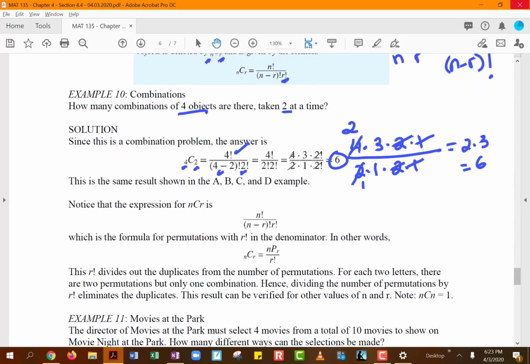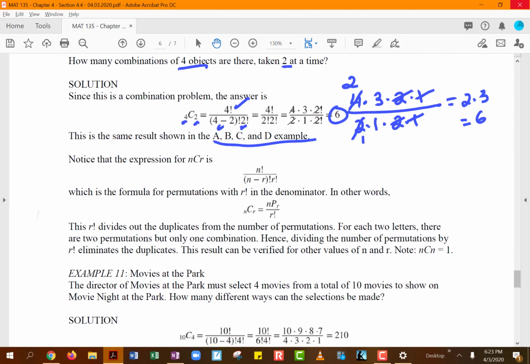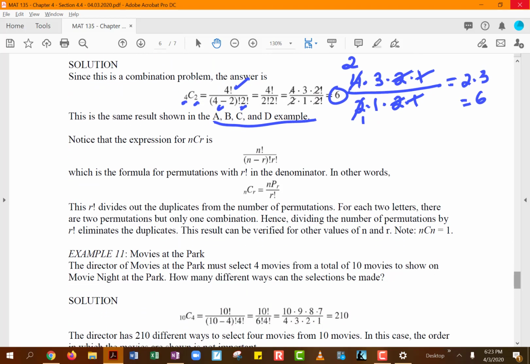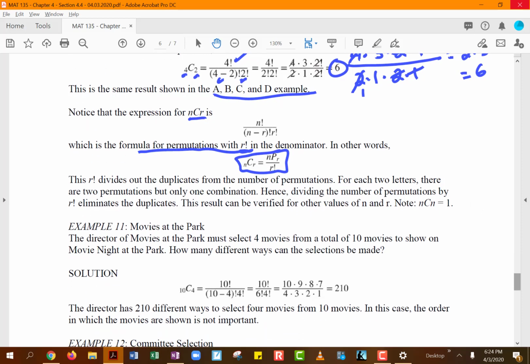Okay. So as I was talking about, your formula for the combination rule is basically the same formula as your permutations, with this r factorial being added to the denominator. So you can think of your combination rule as the permutation rule divided by r factorial. Okay, and as I was telling you before, the r factorial gets rid of any duplicates that you would have from your permutation calculation.